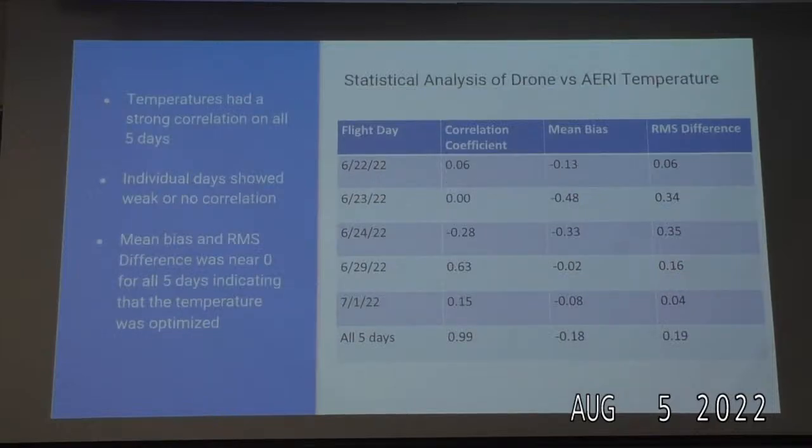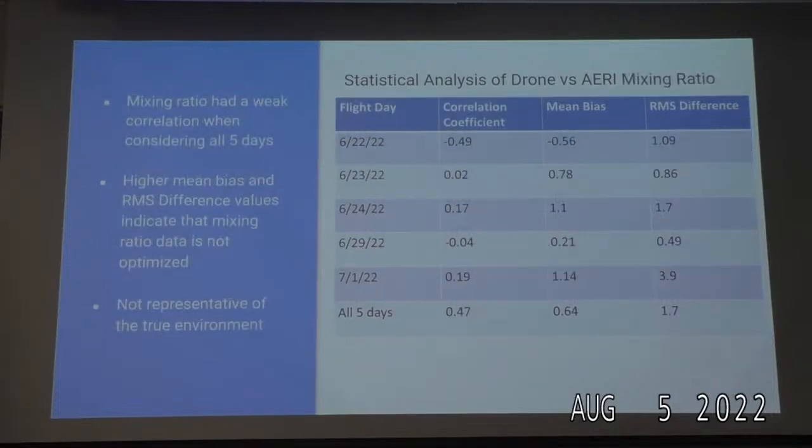And if we continue to look at the mean bias and RMS difference, we see that the temperature had a strong correlation on all 5 days, and that the mean bias and RMS difference was near 0, which indicates that there weren't any significant biases, and RMS difference also indicates that the temperature was generally optimized. And this was not true with the mixing ratio, where there's a higher mean bias, and so this means that the area was showing more moisture in the air than was indicated by the drone.